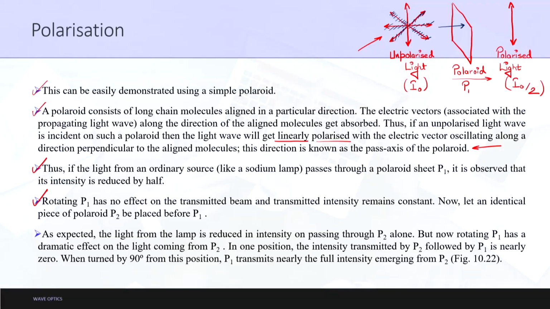Why will there be an effect? I will explain line by line. For now, just understand that there will be an effect. In one position, the intensity transmitted by P2 followed by P1 is nearly 0. When turned by 90 degrees from this position, P1 transmits nearly the full intensity emerging from P2.